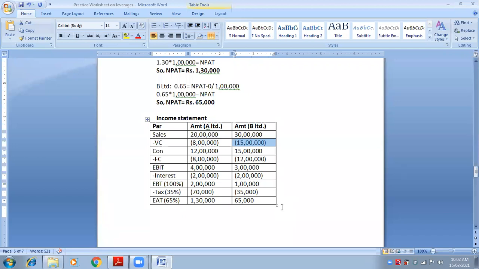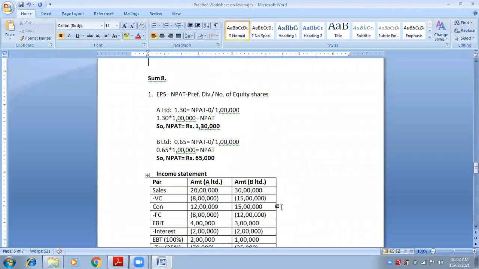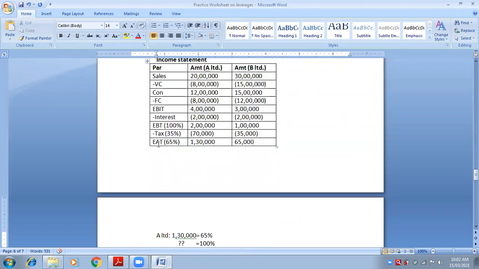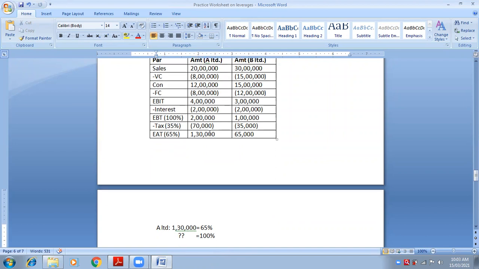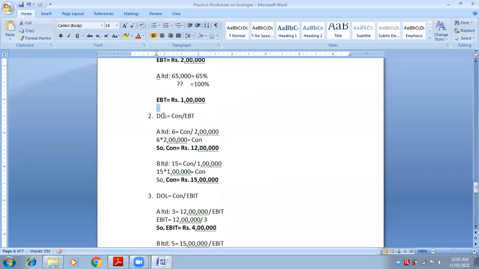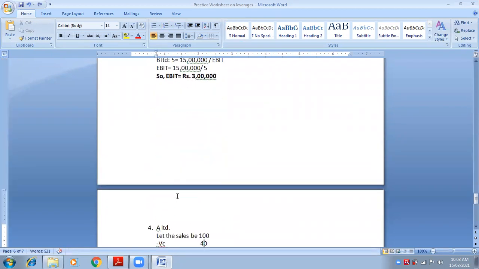That's what they have asked in the question. So first step was to find out net profit after tax with the help of EPS. Tax can be deducted easily because we can take the help of 100: let the EBT be 100%, tax is 35, and then EAT will be 65. So after just a cross multiplication, we can find out EBT. Once EBT is found out, we can easily apply the DFL formula and find out contribution. Once contribution is found out, we can easily apply the formula of DOL and find out EBIT.